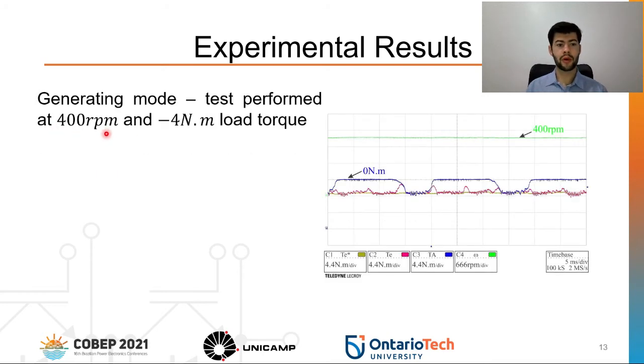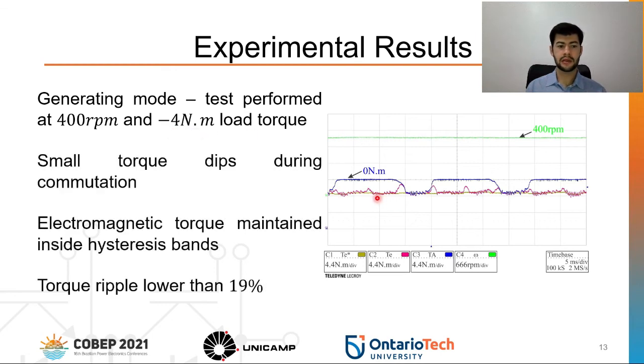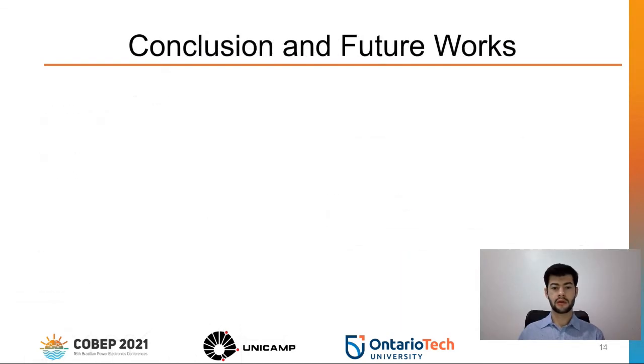Another point we tested was at 400 RPM and minus 4 Newton meters load torque. You can see here that there are small torque dips during the commutation, as we observed in the simulation, so it's perfectly normal, and the torque ripple was always lower than 19% while being maintained inside the hysteresis bands. I would like also to highlight that these small differences in the torque ripple calculated in the experimental results and in the simulation results happen because of current noises and errors in the machine model used to estimate the torque.